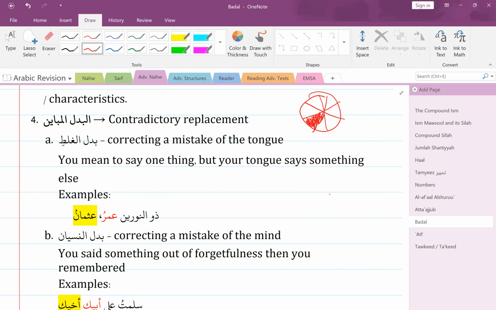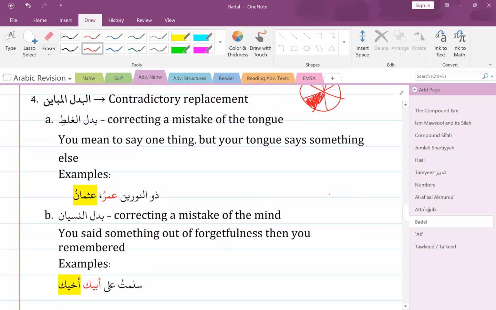So the last category is called al-badal al-mubayin. Now this is the contradictory replacement. You're contradicting yourself from what you said before. Remember, with the first ones, you're either giving emphasis or adding more clarification to the statement that came before. But with this one, you're actually contradicting yourself. You said something before, and now you're saying something totally different. So that's badal al-mubayin, correcting yourself in a way.